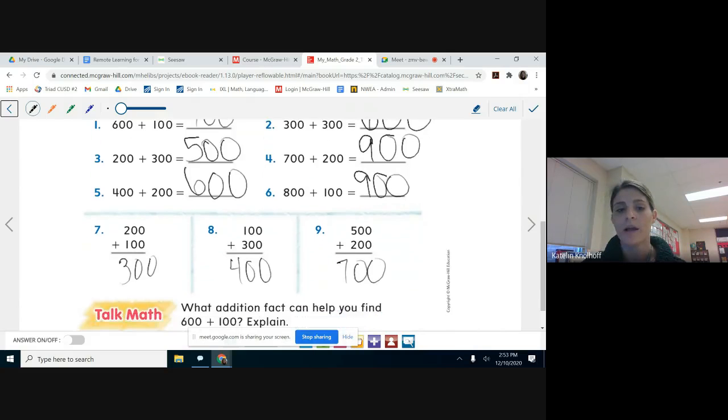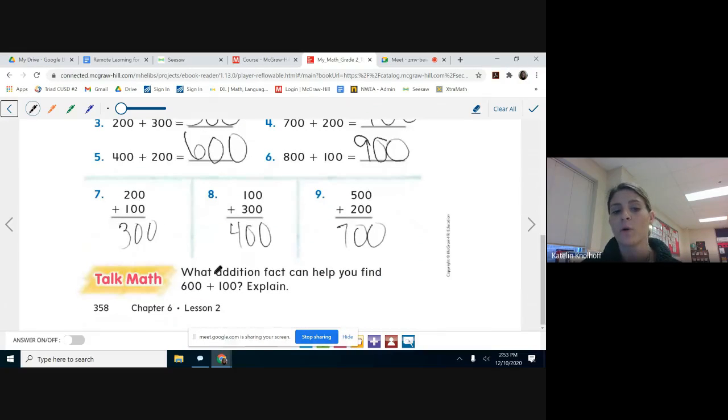Okay, let's look at talk math first before we go there. What addition fact can help you find 600 plus 100? Well, the addition fact that would help us is 6 plus 1. It helps us because if we know 6 plus 1, then we know that our answer is going to be 7 and add the 2 zeros. So it'll be 700.